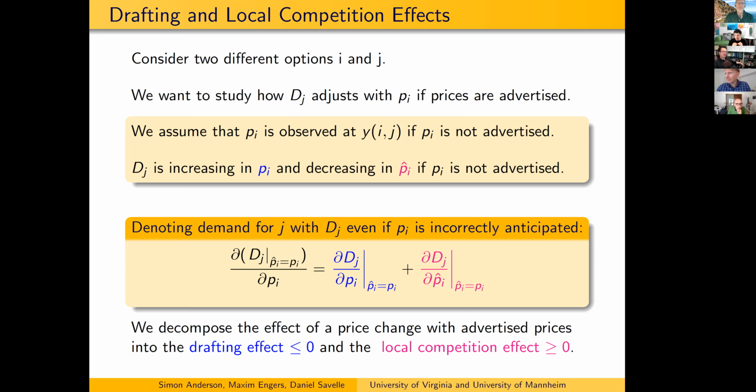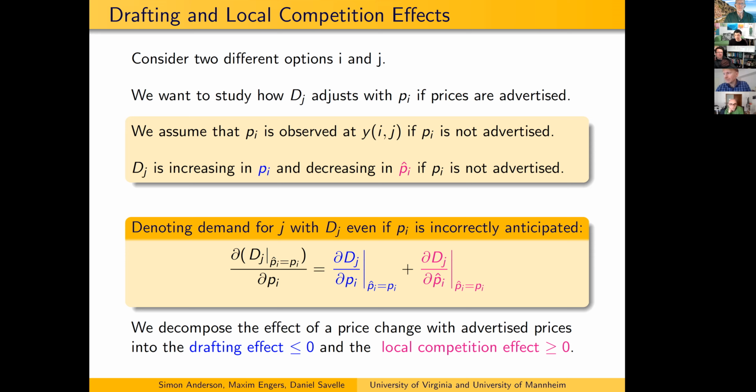So in the world where this price is discovered exactly at that point, DJ is increasing in PI and decreasing in PI hat. We're shifting the shared nodes with PI hat and the non-shared nodes with PI in this setup. So when we want to think about the advertised demand, you set the two prices equal and then take the derivative. Right, so you set the prices equal before taking the derivative.